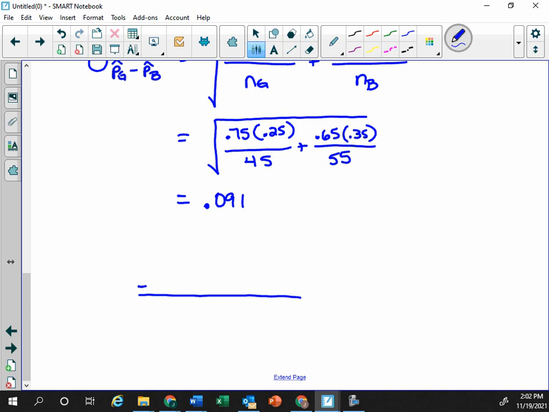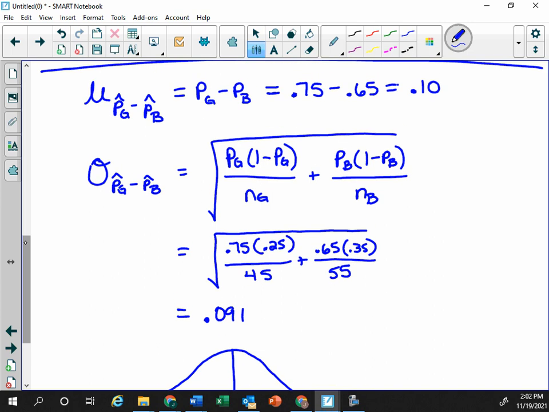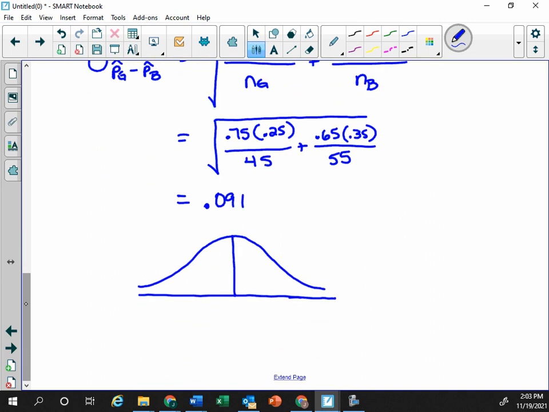All right, so we're going to draw a little picture here. Where do you think this is centered at? Any thoughts? Where's my picture centered? What did you say? 0.1, yes, right? Wasn't that our mu up here? Mu of p hat sub g minus p hat sub b. That is 0.1. Put 0.10 if you really want to.